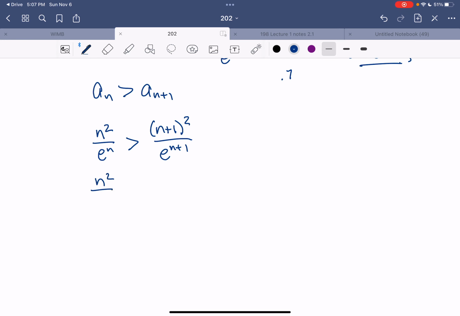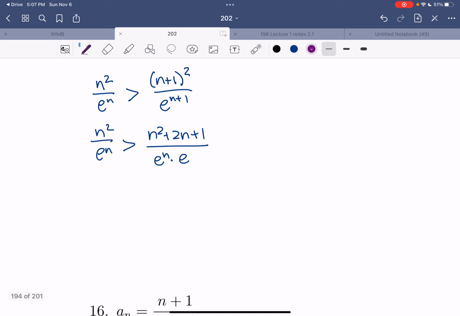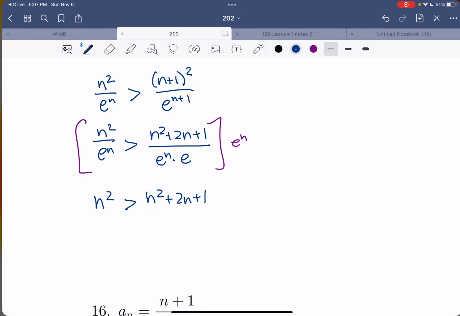So n squared over e to the n. On the right, if you square that out, that's n squared plus 2n plus 1. On the bottom, that's e to the n times e. So the first thing that I can do is multiply both sides by e to the n, and that will cancel out what's in the denominator. So that's n squared is greater than n squared plus 2n plus 1 all over e.